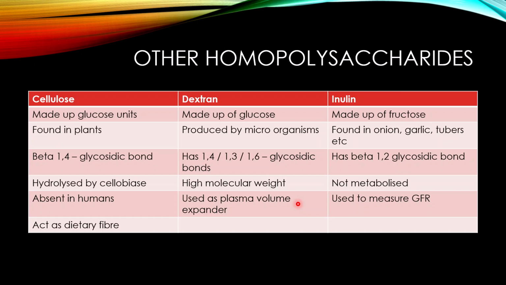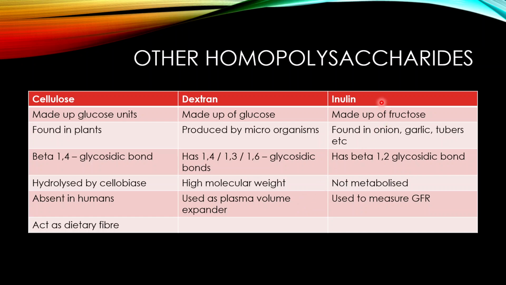Okay, so we can use this in case there is a sudden loss of plasma volume because of dehydration, or let's say a road traffic accident, where increased blood loss has occurred. So by the time we arrange for blood, we can give this dextran as a plasma volume expander, which maintains the normal blood pressure.